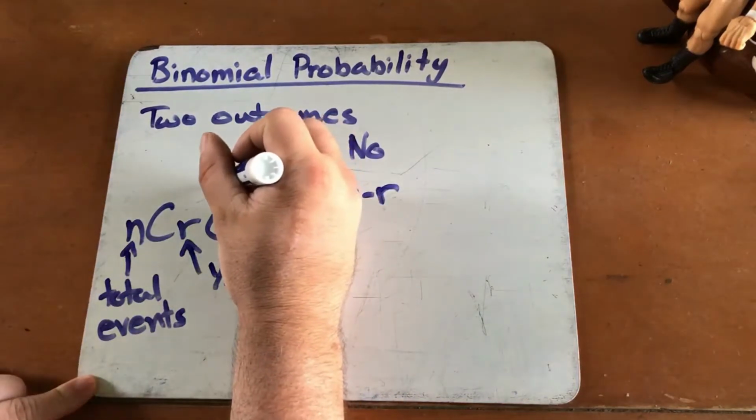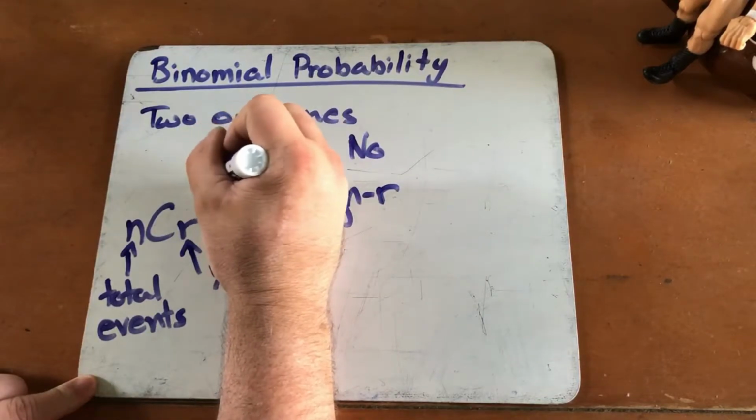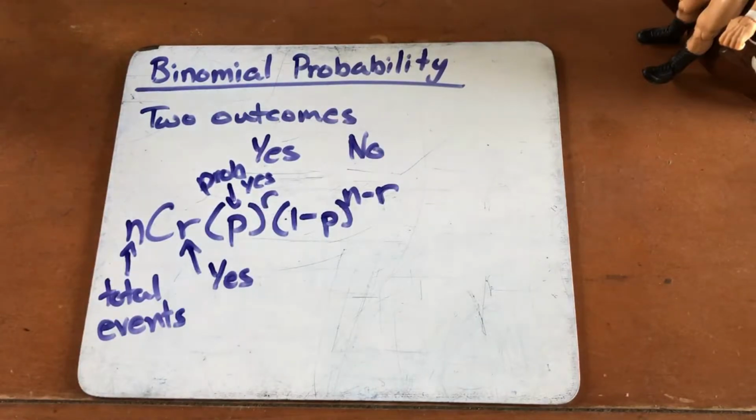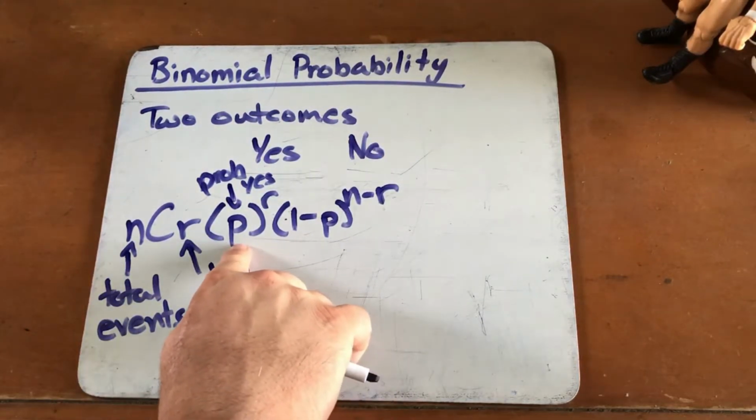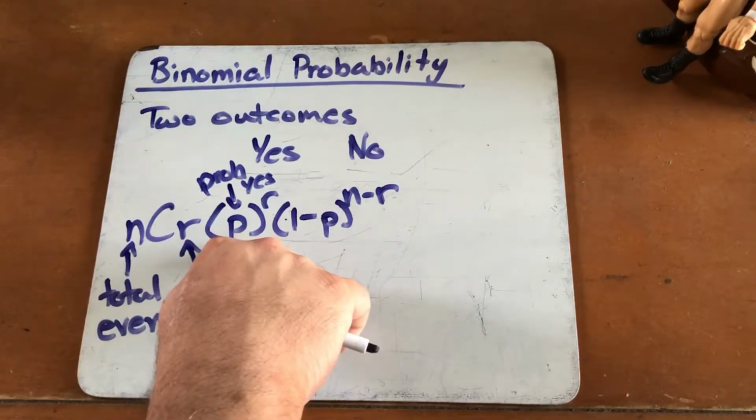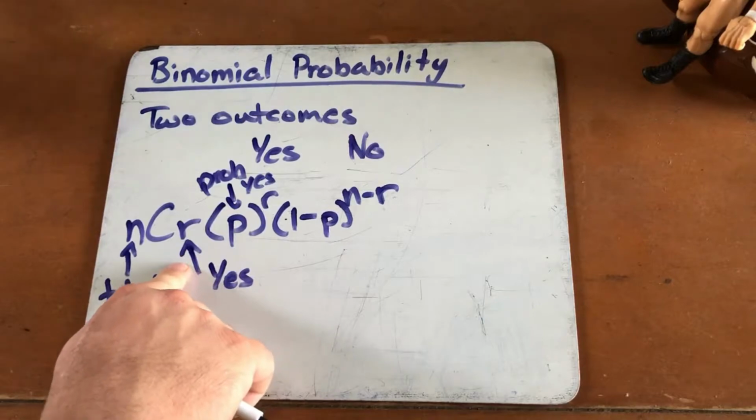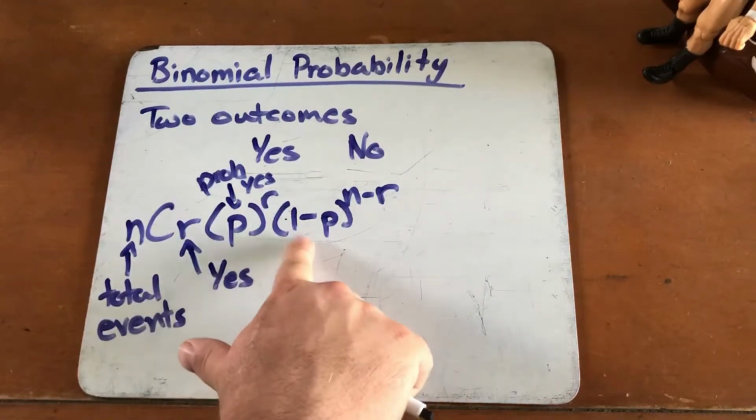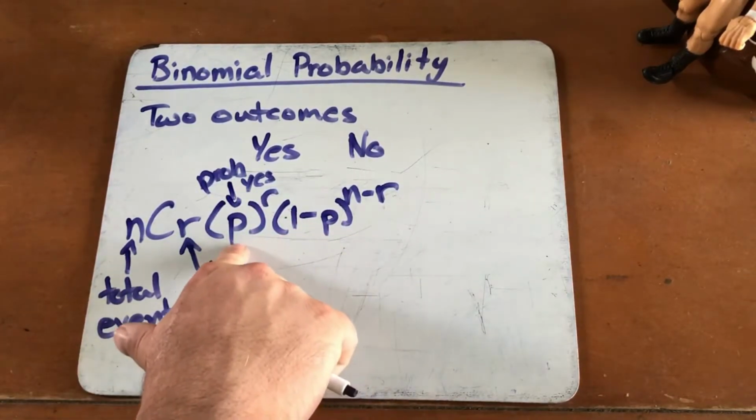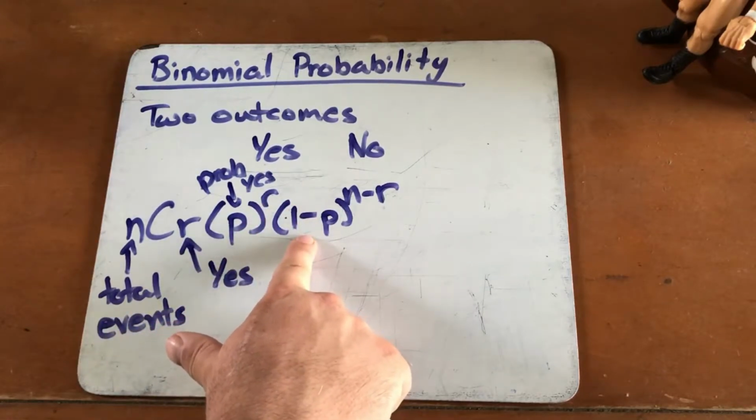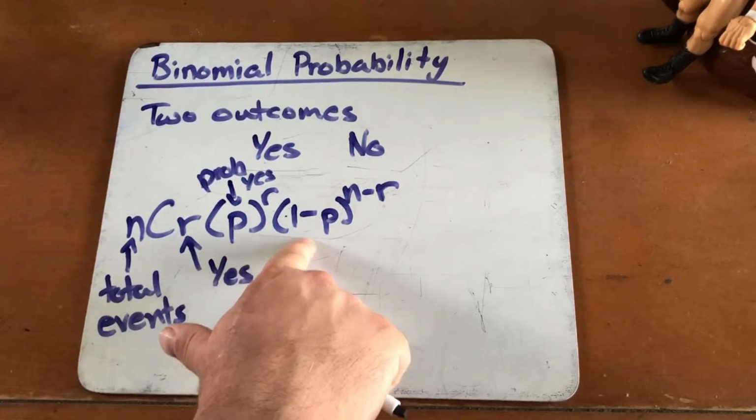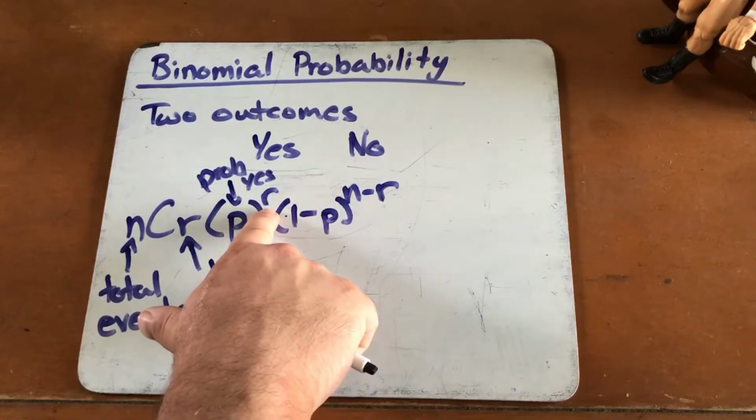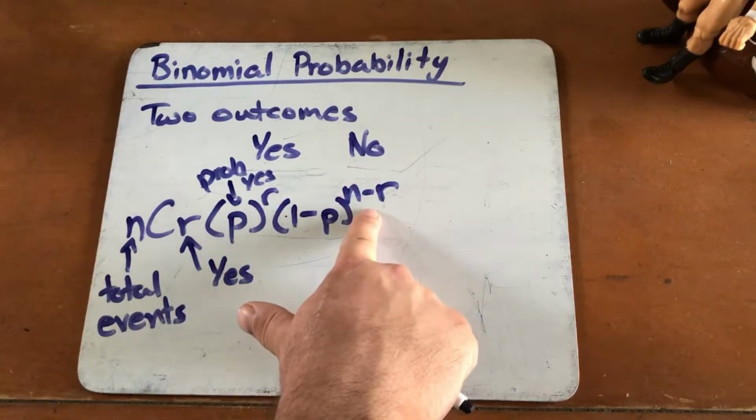P is just the probability of yes. What's the probability of getting that thing? What's the probability of the specific outcome we're looking for? How many times do we want it to occur? How many total events are taking place? Notice this probability is 1 minus P. Once I know what the probability of yes is, I can just do 1 minus P, and that gives me what goes in this parentheses. And the exponent is N minus R, or you can think of it as once I've used this number of R, this is how many events are left out of the total.